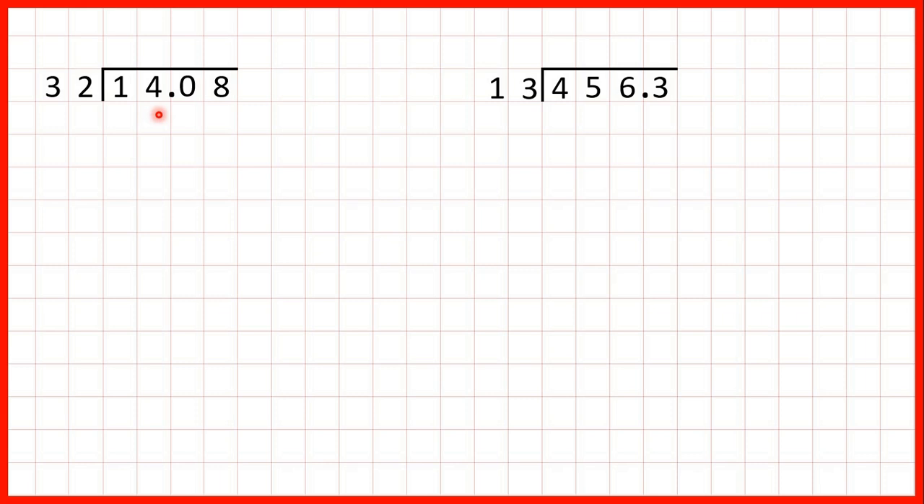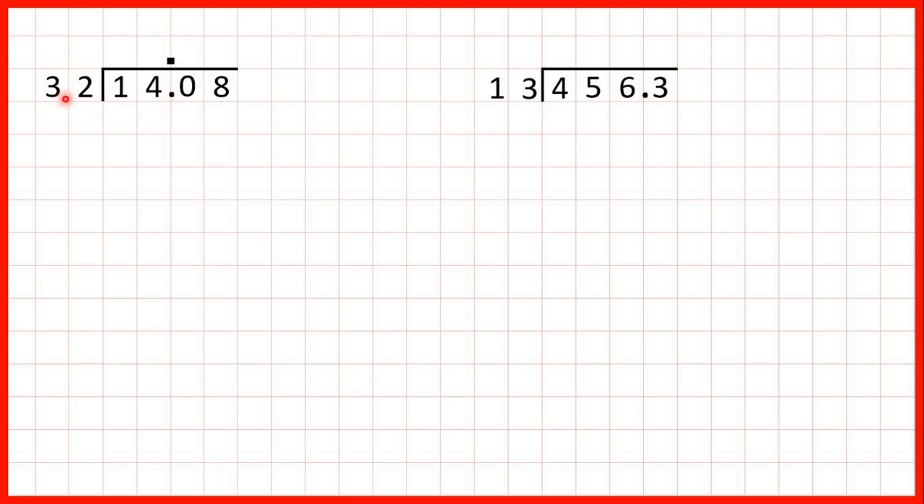Now for these questions, we need to divide a decimal by a 2-digit number using long division. So first, we have 14.08 divided by 32. Because we have a decimal point in our dividend, so that we don't forget, let's copy the decimal point up into our answer straight away.